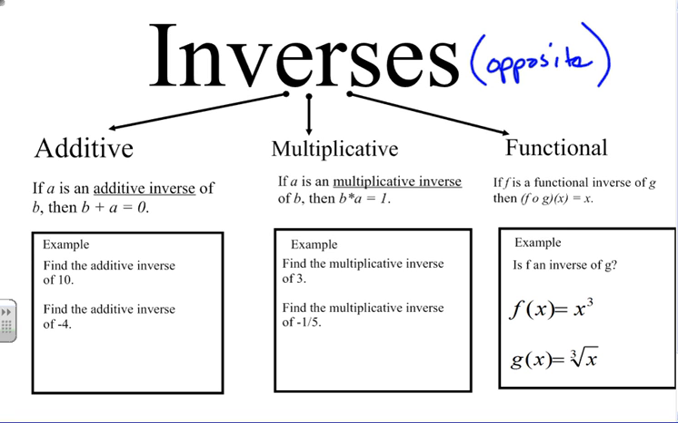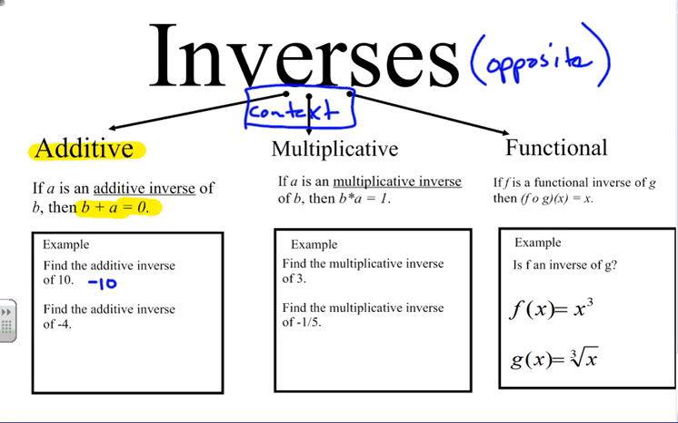So the first thing is, when you're talking about inverses, know the context. You have to know where we are and what we are dealing with. For example, in the early part of your mathematical careers, you probably talked about additive inverses. You learned this in kindergarten, first, second grade, and it's pretty intuitive. If A is the additive inverse, meaning opposite, of B, then by definition B plus A has to equal zero. So if I have this example, find the additive inverse of 10, it's going to be the opposite of that, which we call negative 10.